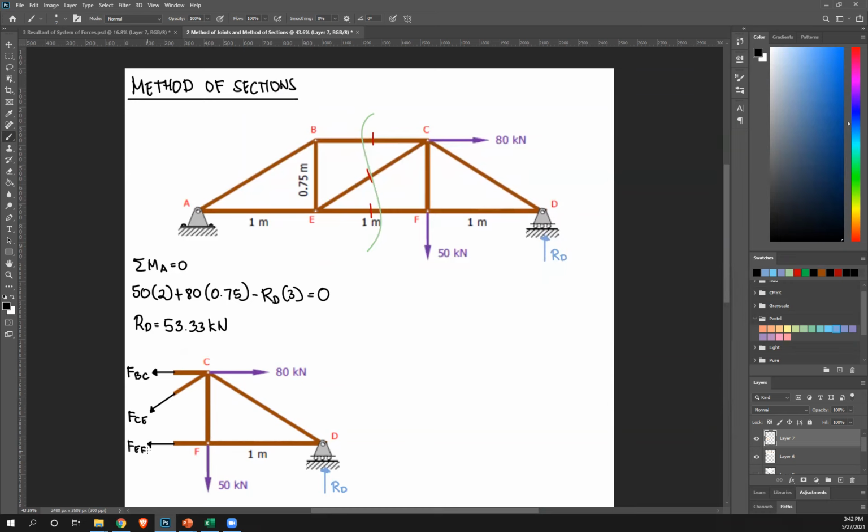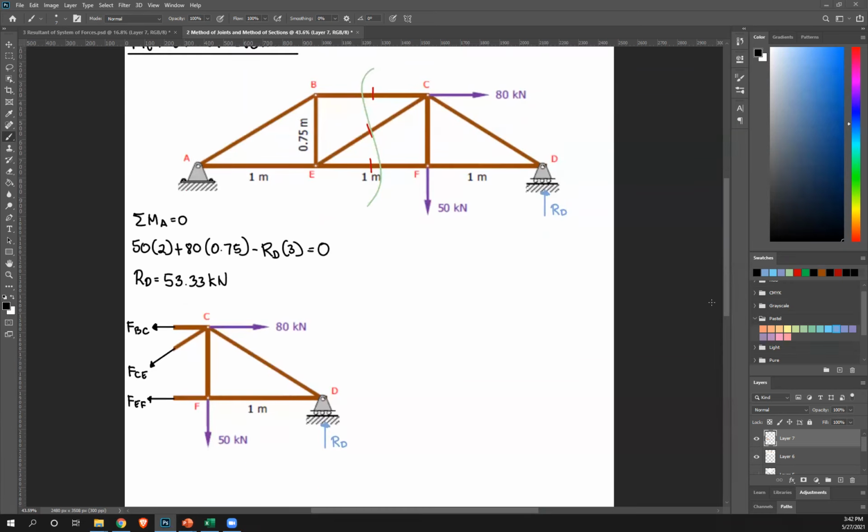Now the technique here is to find a point where two of the three unknown forces intersect. So looking at this drawing, at what point do two of the forces intersect? Two unknown forces intersect.